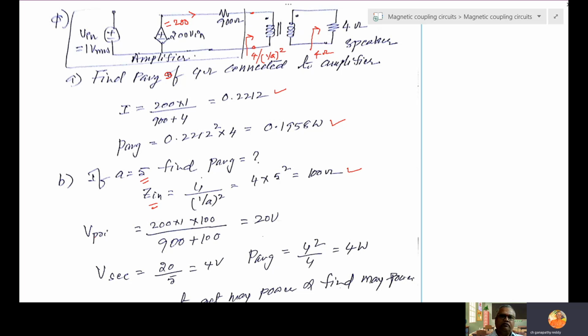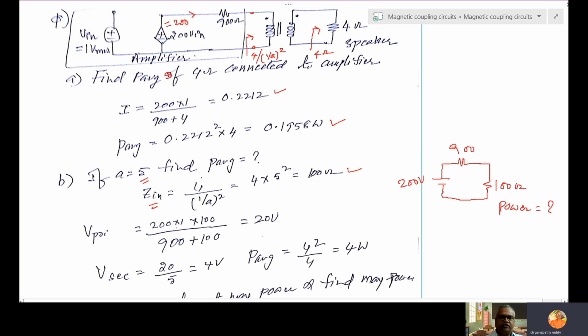Now what is the voltage across 100 ohms? It looks like a voltage source of 200 volts, since V in is 1, so 200 volts RMS. Then this resistance of 900 ohms, then this resistance of 100 ohms. So here we have to find the power. We can find it with current I square into R, or V square by R. Any one of the ways you can.